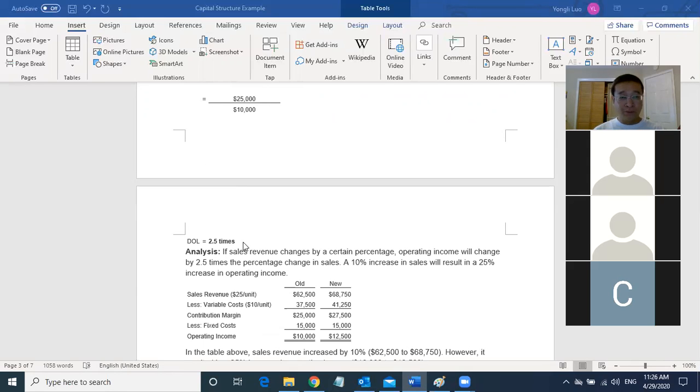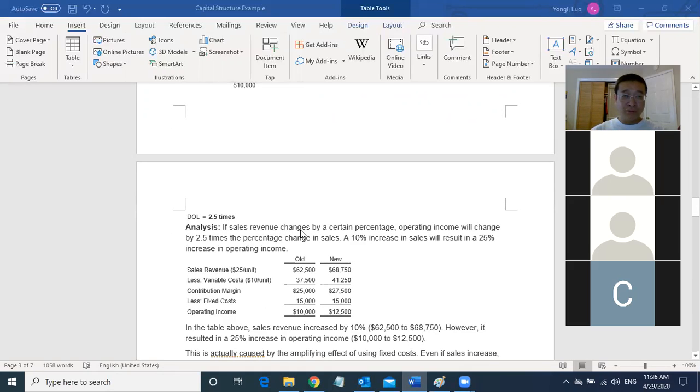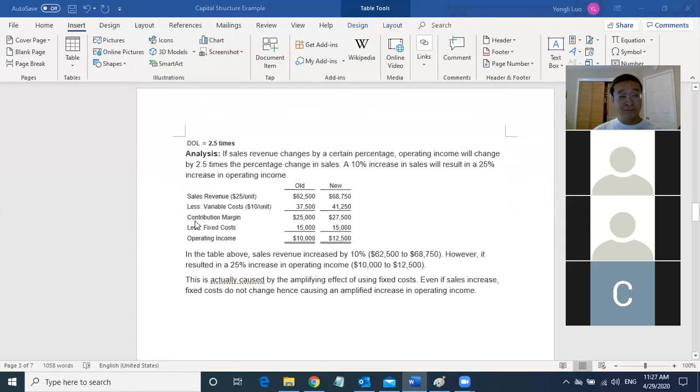When you have the degree of operating leverage, what does it mean? It means that if your sales revenue changes by a certain percent, operating income will change by 2.5 times the percent change in sales. For example, if your sales increase 10%, your operating income will change 25%. We call this the company's degree of operating leverage. This measures the company's business risk.